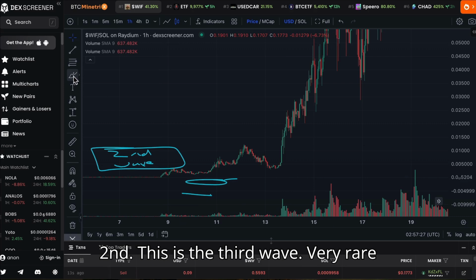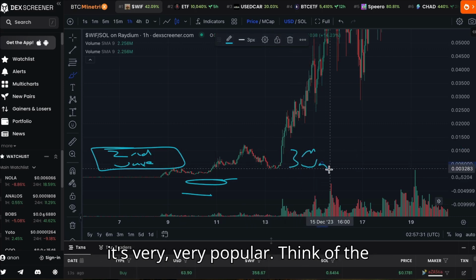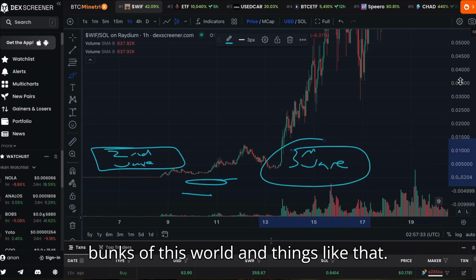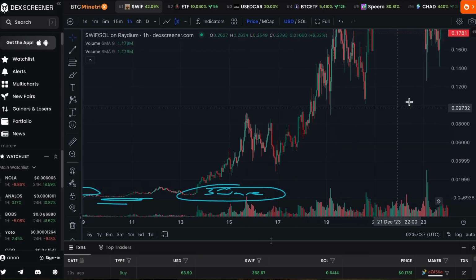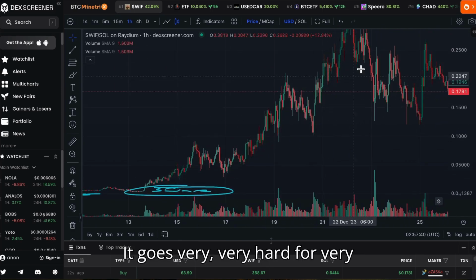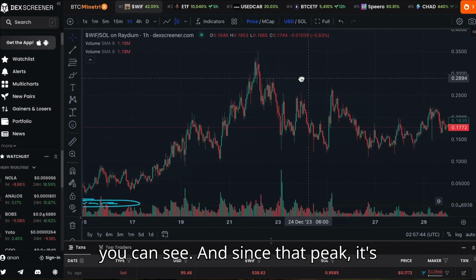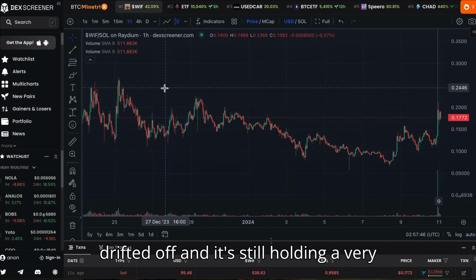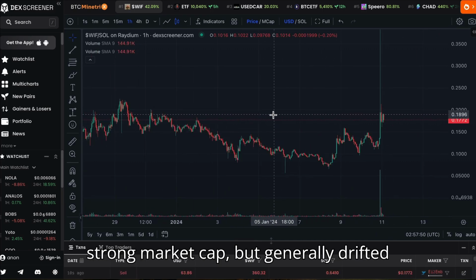This is the third wave. Very rare for a coin to have a third wave. It means it's very, very popular. Think of the Bonks of this world and things like that. Very, very popular coin. And then it goes very, very hard for very long. And then it reaches a peak here, as you can see. And since that peak, it's drifted off. It's still holding a very strong market cap, but generally drifted off.